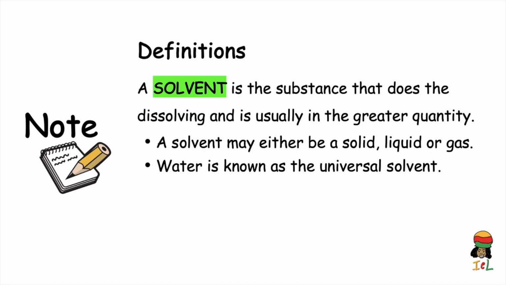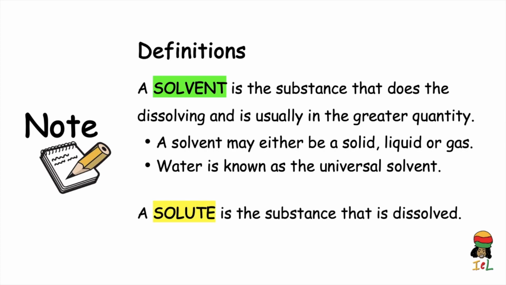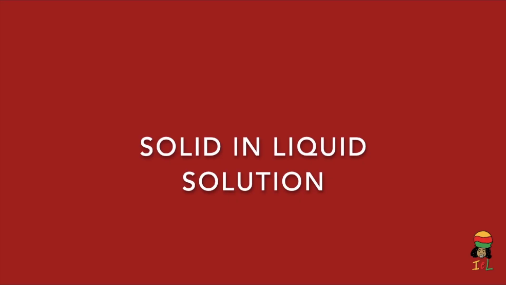Water is actually the universal solvent. Most substances that are soluble can dissolve in water, and so as a result, water is called the universal solvent. Now, the term solute refers to a substance that is dissolved. So whatever is being dissolved, that we call our solute. Types of solutions.